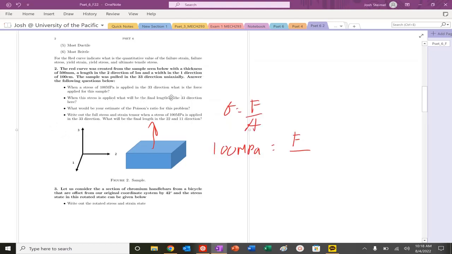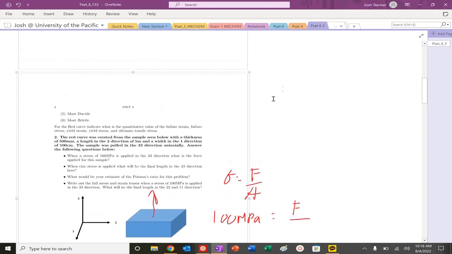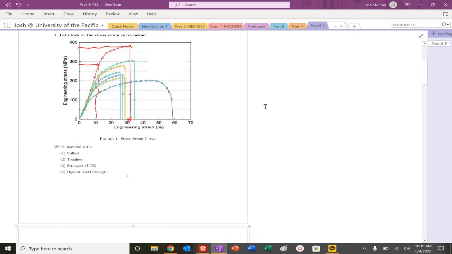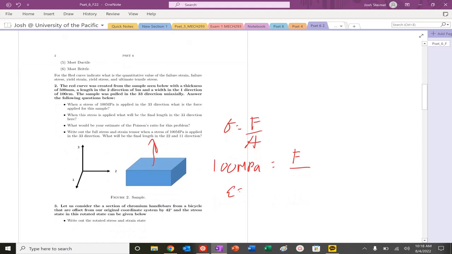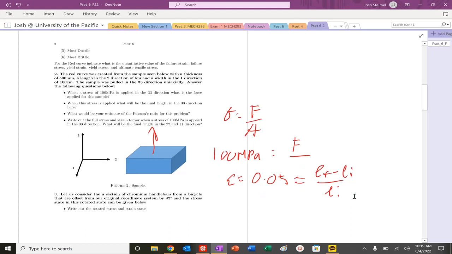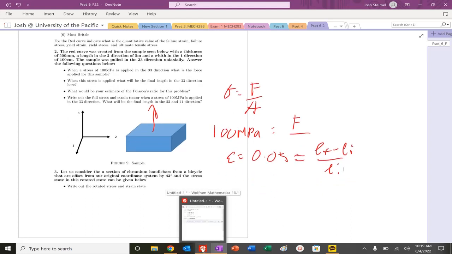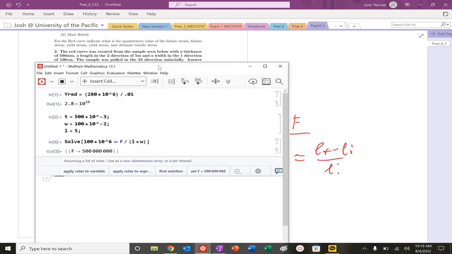When this stress is applied, what will be the final length in the 3-3 direction? We can actually look at that right here. If I look at my curve here, if I apply 100 megapascal stress, my strain is going to be about 5%. So the strain is equal to 0.05, which is equal to L final minus L initial over Li. Li in this problem, if I'm pulling in the 3-3 direction, is basically my thickness, changing dimensions.